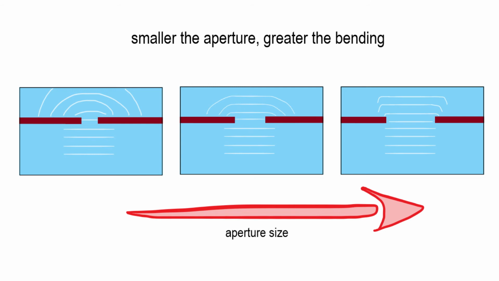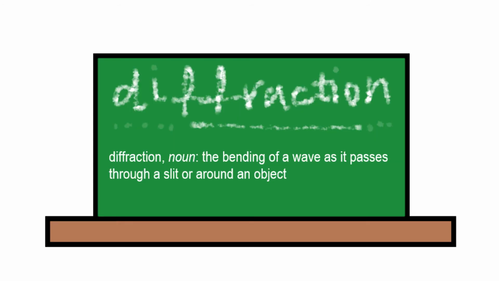If the size of the aperture is made greater, the wave bends less, and if it is made smaller, it bends more. This is what we call diffraction, the bending of a wave as it passes through a slit or around an object. Diffraction is a mysterious property. Why does it occur? Why do waves bend?